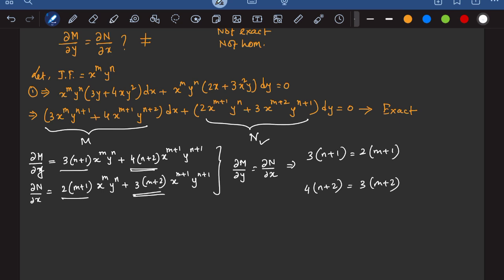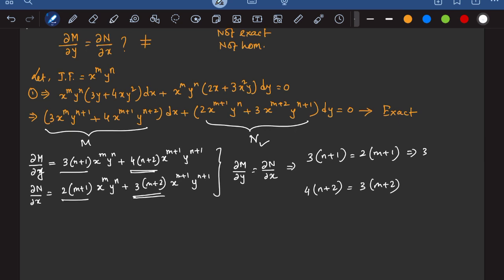Okay, so if you just want to solve this equation, a simple technique: here 3n minus 2m equals minus 1, and here you have 4n minus 3m, that is 8 minus 2. So now you solve these two equations. Here you multiply this equation by 2, this equation by 3, then subtract.